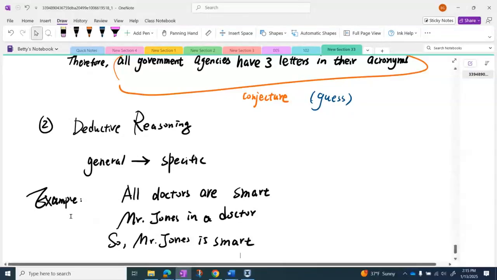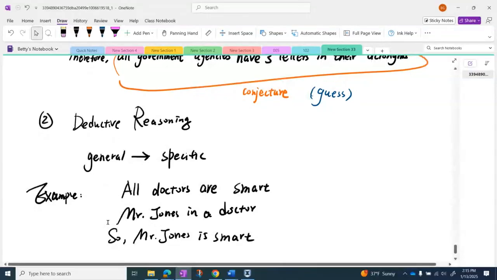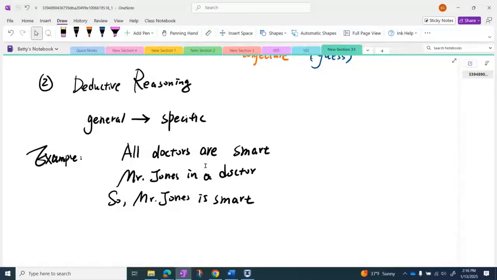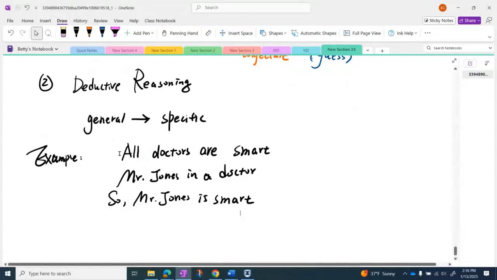In this statement, the conclusion that Mr. Jones is smart is drawn from a general claim. Okay, a general claim. I would not say fact, because people have different standards to define what is smart, right? But in order to get a doctor degree, it takes a lot of effort. You have to be smart in order to do that, right? So all doctors are smart. All doctors are smart. Mr. Jones is a doctor. So Mr.